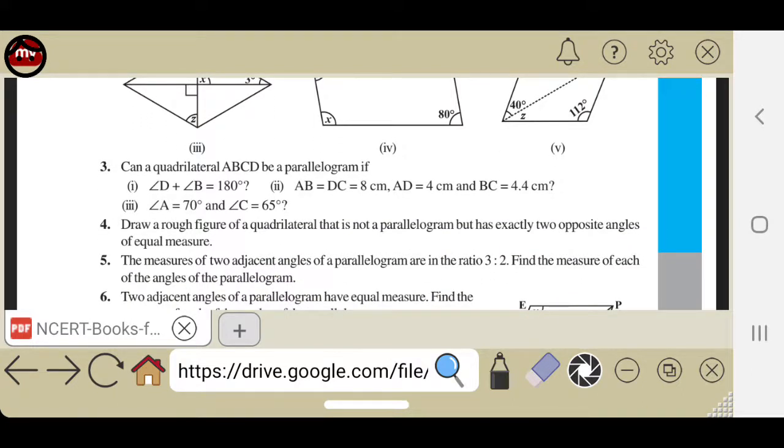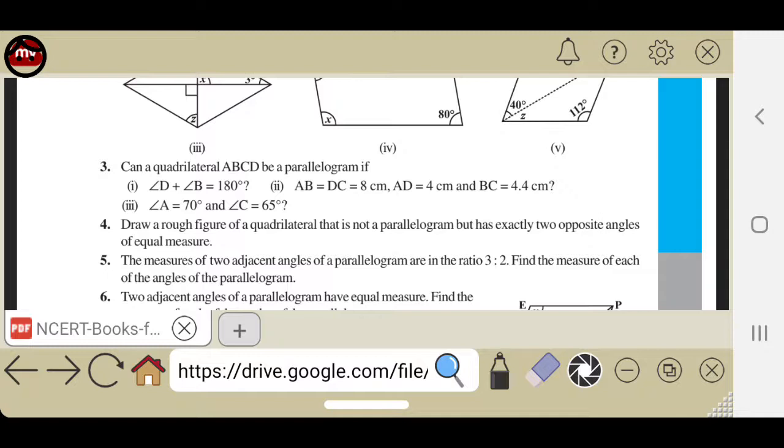Next, draw a rough figure of a quadrilateral that is not a parallelogram and has exactly two opposite angles of equal measure. You have to draw a figure in which two opposite angles are equal, but it should not be a parallelogram. Yes, a kite. You know that in a kite, one pair of opposite sides are equal.